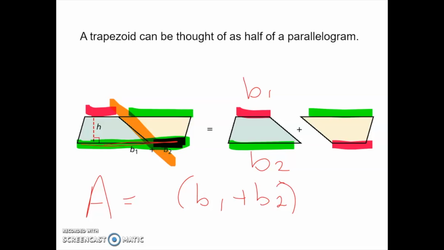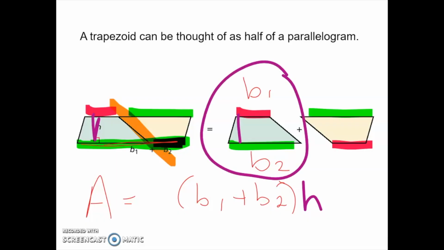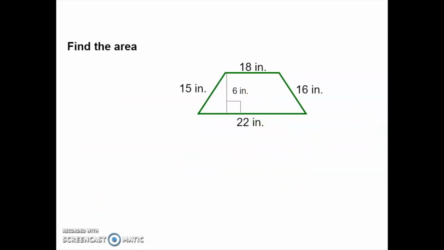Then the next thing we need to look at is the height. And the height is going to be that perpendicular distance right here. So we'll see that going right there. That's our height. And our trapezoid is only half of the original shape. So we need to add the 1/2 in front. So let's look at an example.